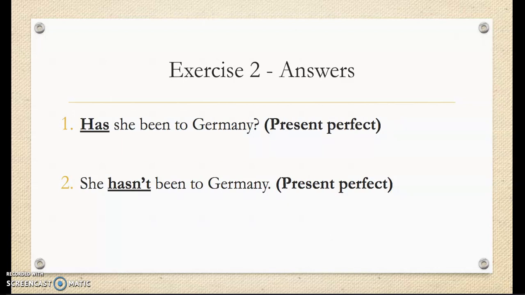So as you can see here, the auxiliary verb for the first sentence is the word has, and the auxiliary verb in the second sentence is the word hasn't.